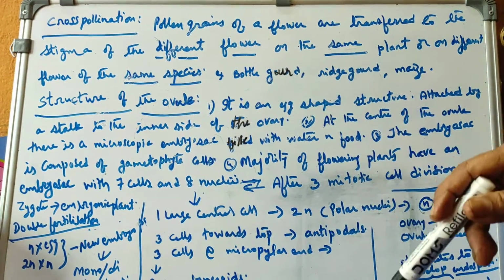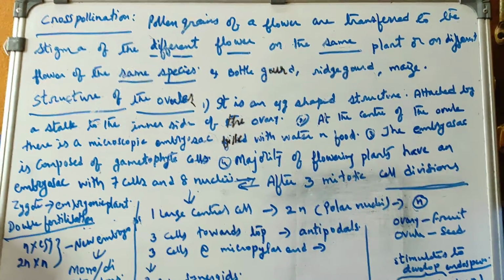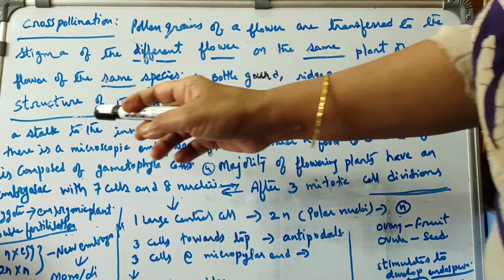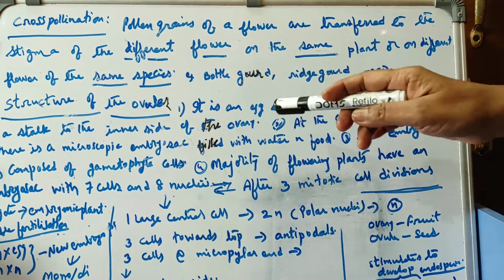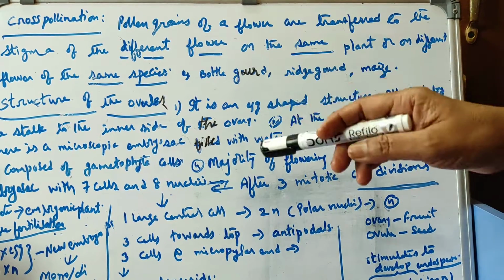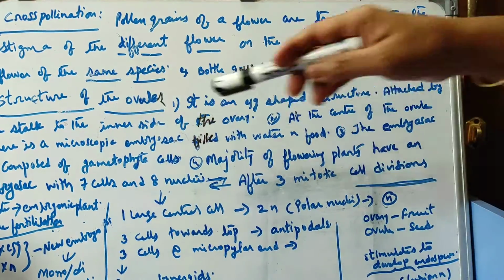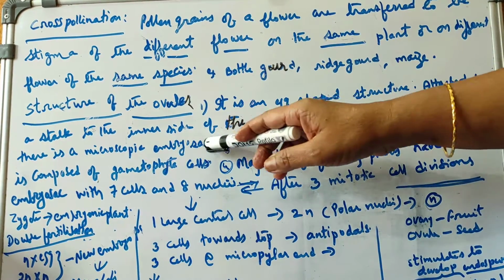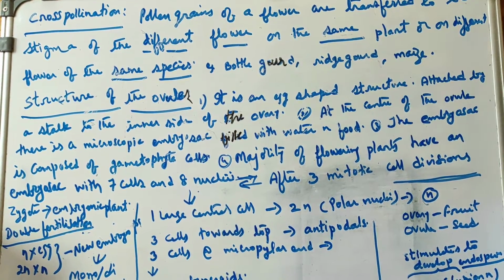Then the structure of ovules. The ovule is an egg-shaped structure, and it is attached by a stalk to the inner side of the ovary. So it is inside the ovary. You can see this if you open the pod of a bean or pea. It is egg-shaped and attached by a small stalk to the inner side of the ovary, and at the center of the ovule there is a microscopic embryo sac filled with water and food. This food will be supplied to the developing sapling.